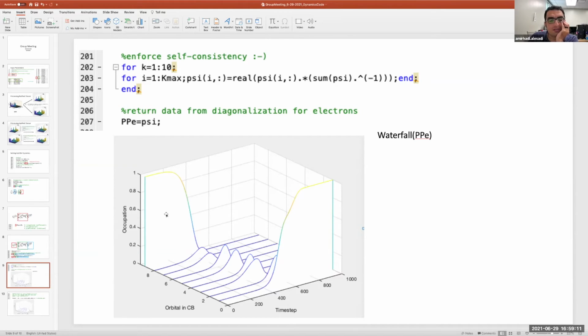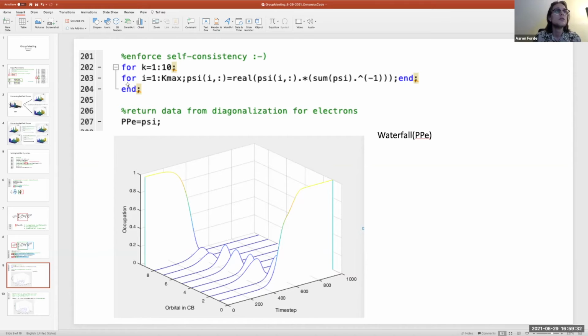May I have a question? Yeah. Why is K counted from 1 to 10? What's 10 here? So K is orbital indices. So yeah, I didn't mention it.